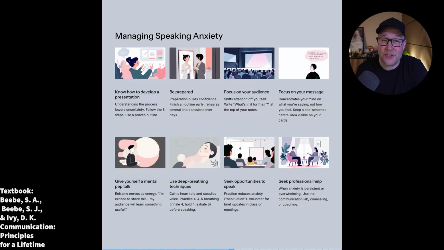So to review, some of the best ways to manage speaking anxiety is to know how to develop presentation, be prepared, focus on your audience, focus on your message, give yourself a pep talk, use deep breathing techniques, seek opportunities to practice speaking, and seek professional help.